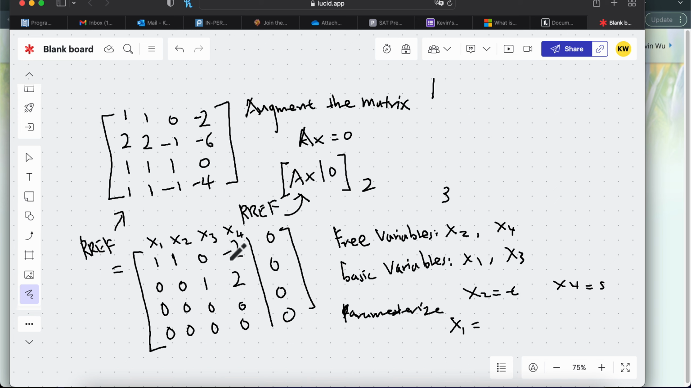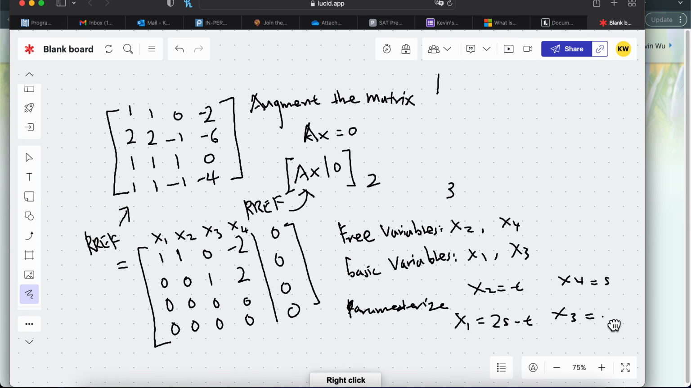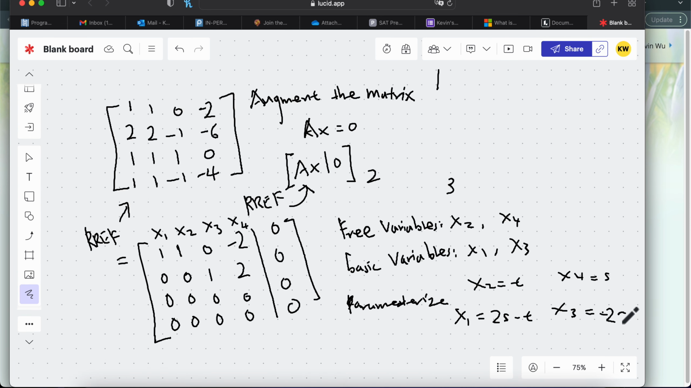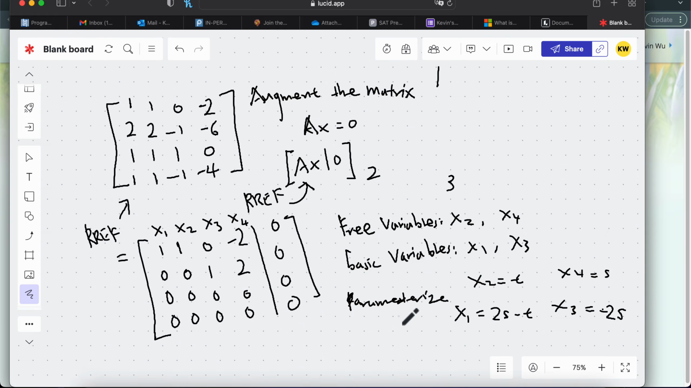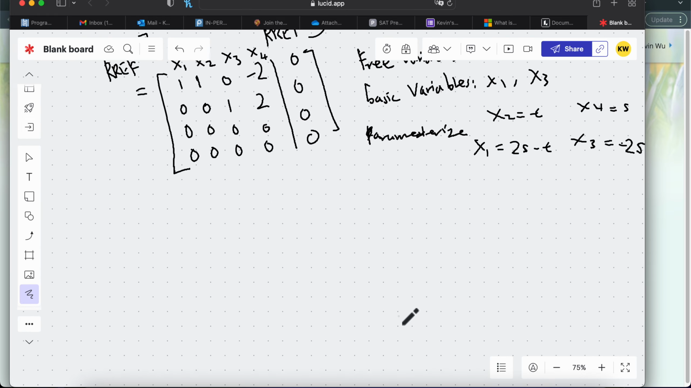Hopefully you see that, because from here, if I want to solve x1, I have to move the x4 over, right? That becomes a positive 2s, and then subtract x2. So that's how we get 2s minus t. x3 is simply just minus 2s. That one is easy. Okay. Now step 3 is done.